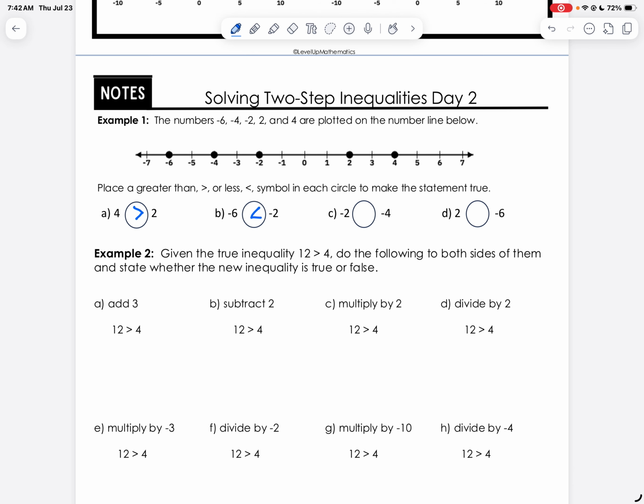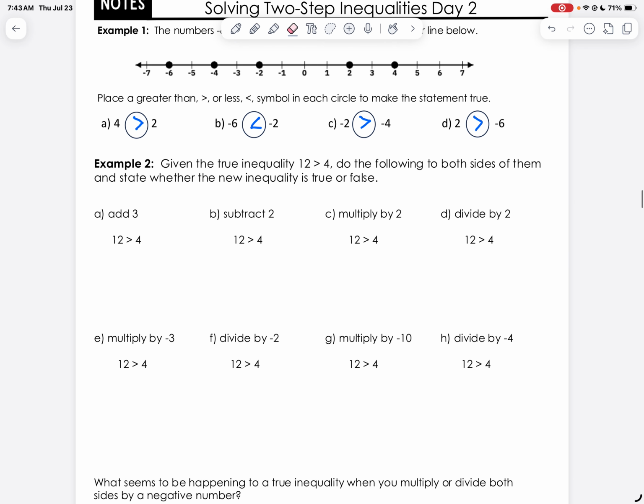All right, welcome back. On problem C, we were comparing -2 to -4. So -2 is to the right of -4. Therefore, -2 is greater than -4. For problem D, 2 was greater than -6 because 2 is to the right of -6.